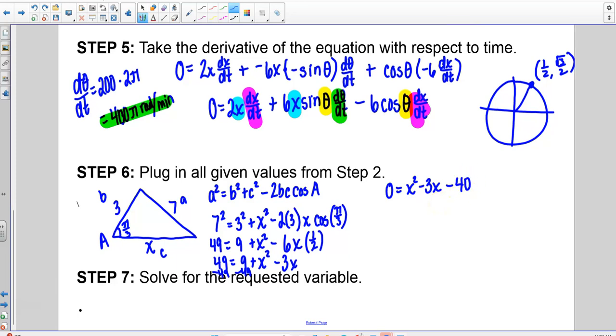And again, here's where you see this is definitely a textbook problem, because 40 will factor. We can do x minus 8 and x plus 5. In the real world, you probably are not running into things you can factor very often, but you could use quadratic formula to find the answers there. So x equals 8, x equals negative 5. Does it make any sense for x to equal negative 5? No.